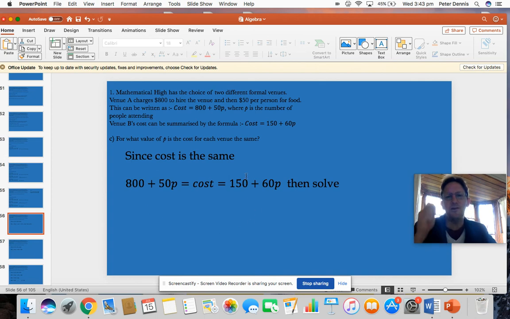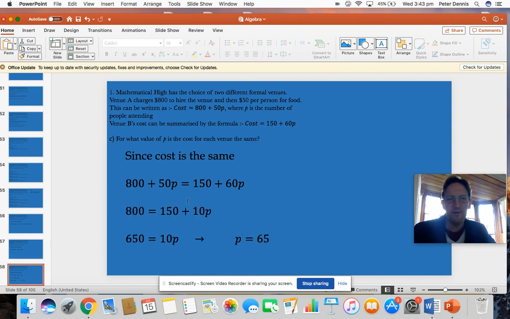Okay, this is when the cost is the same. We want to know for what value of p the cost of each venue is the same. So they both equal each other. And then you're solving quite a simple straight line equation. Minusing 50p from both sides to get 10p. Then you're going to minus 150 from both sides, cancel out here. This becomes 650, then dividing by 10.